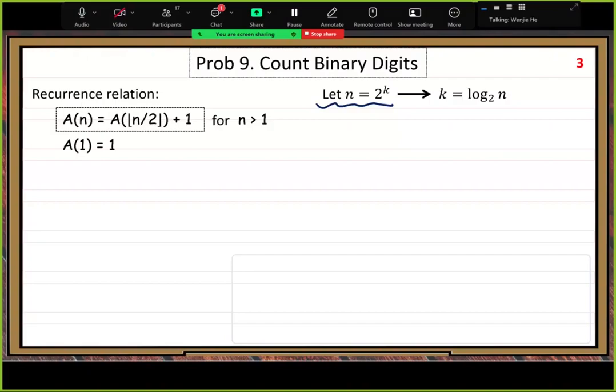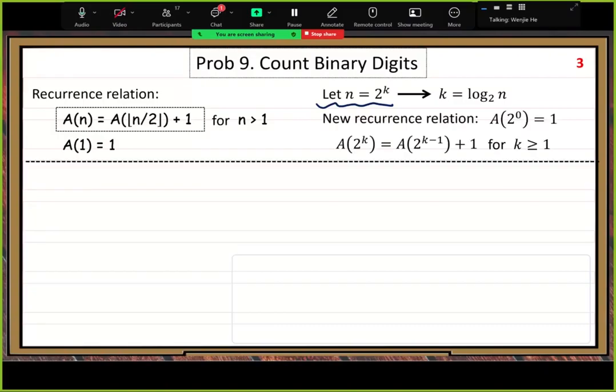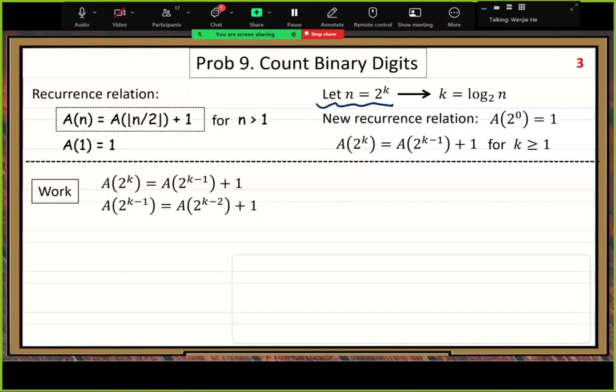So let us solve this simplest recurrence relation. So the new recurrence relation, because all the floor function is gone. So we want to get a new representation without any floor function. All right, so let's do the work. The first equation, like this. Second one, division by 2.